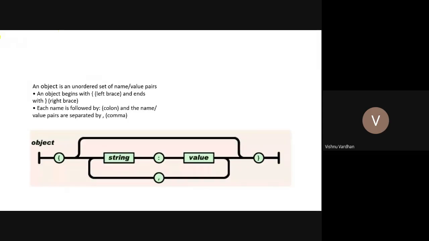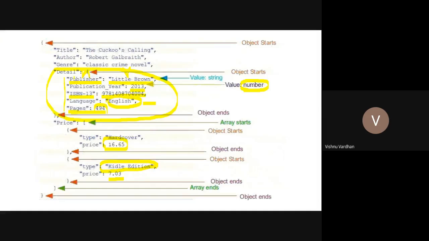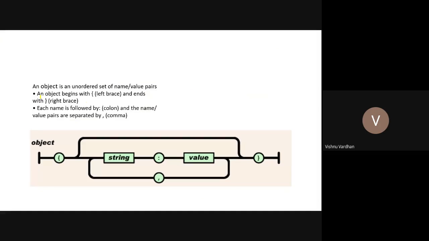Elaborating much on this, an object is an unordered set of name value pairs. There is no ordering actually given in this. An object begins with the left brace and ends with right brace, and each name is followed by a colon, like in this case, and they are separated by a comma. So this is how you can symbolically represent any JSON object. So here we are going to start with the brace, and it is going to end up like this.